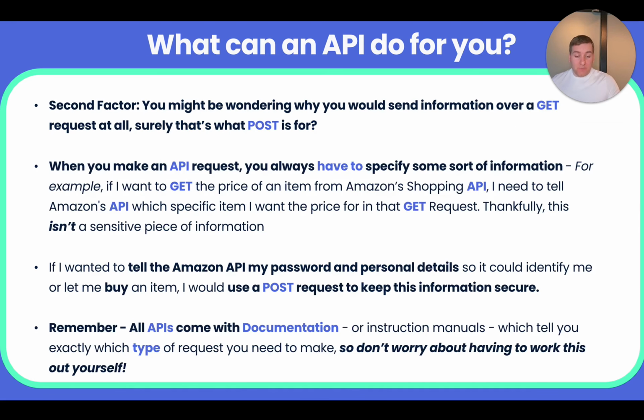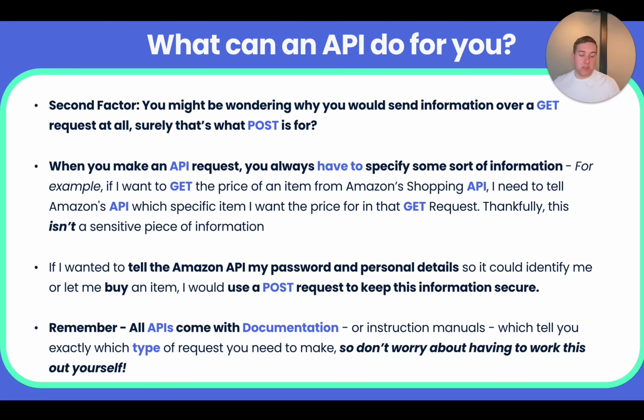That is number one. And then number two, you maybe are wondering after that, why would you ever send information over a GET request at all? I mean, surely isn't it just better to make sure everything's safe rather than be sorry? So let me explain that in a little bit more detail. When you make an API request, you always have to specify some sort of information. So it's not that you want to use a GET request to send any kind of personal information. Of course you don't. But it's more like a GET request is when you want to just get something innocuous, something that has no real need for privacy or anything like that.